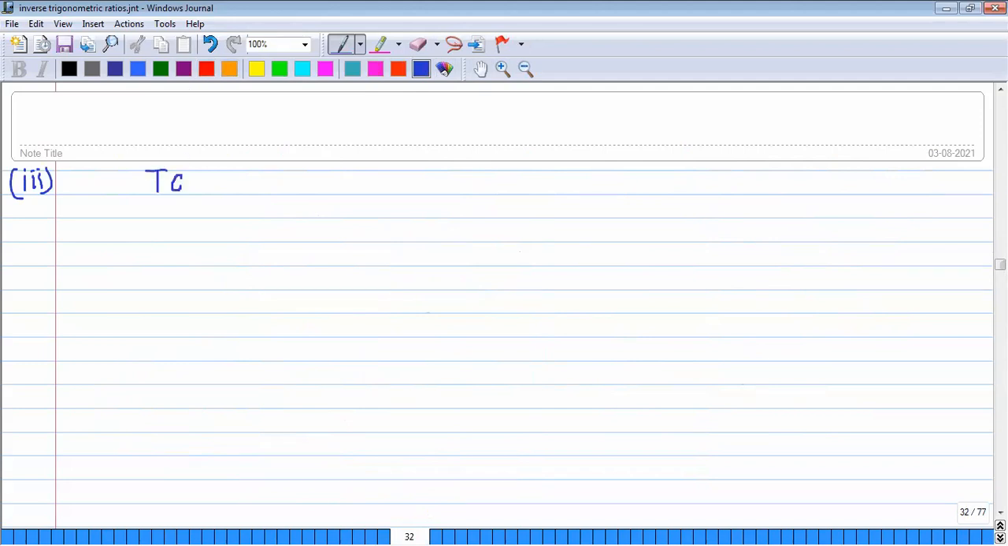Tan inverse of root over (1 minus cos x) upon (1 plus cos x). Can you solve this problem? Try.